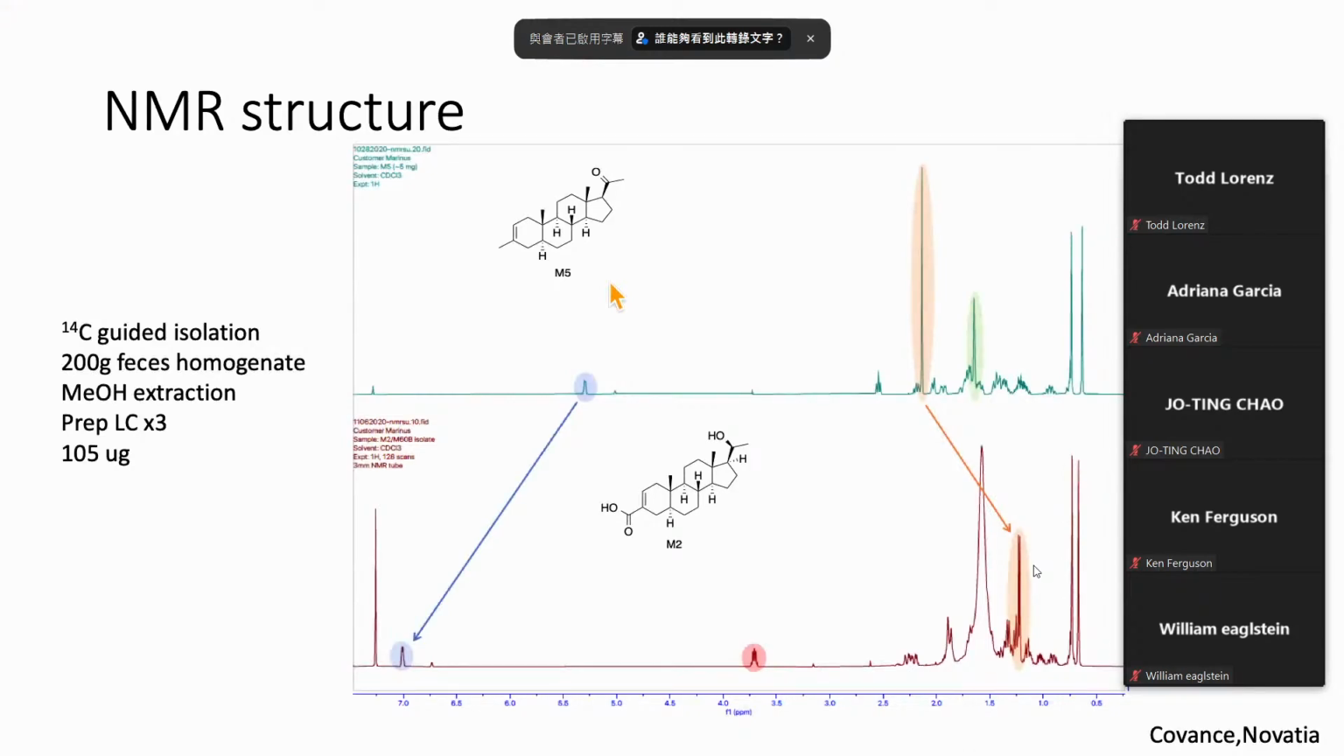At this point, we decided to do an NMR structure. So we took C14 guided isolation. We had to use 200 grams of human feces, extract it with methanol, do prep LC 3 times. We isolated 105 micrograms. This was work done at Covance or at LabCorp, and they sent the 105 micrograms to Novatia, and they compared the NMR to the NMR of the purified M5 to identify the position of the double bond in the A ring, and then to show that the source of the oxygens was an oxidation of the now allylically activated methyl group in the A ring. And I won't go into the details of how clean and clear that NMR work is, but it was really very elegant.